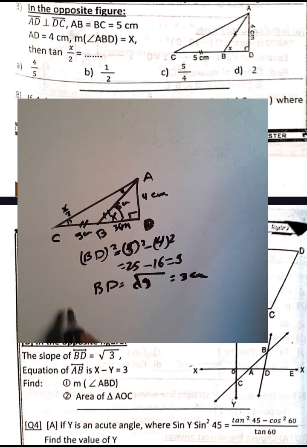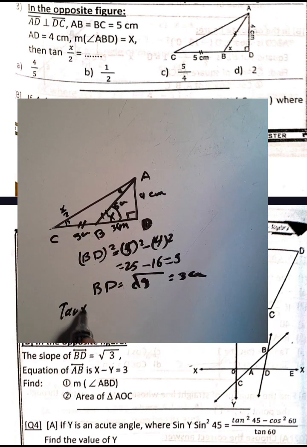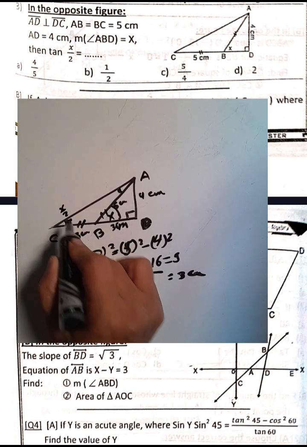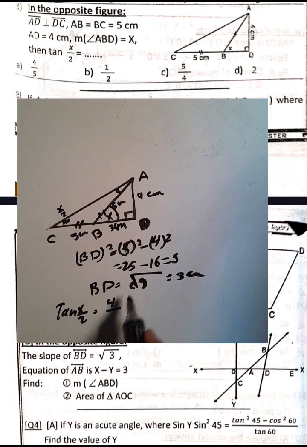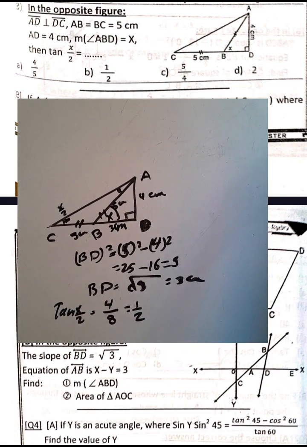Then you can find tan x over 2. This angle we call x over 2 from this triangle. Opposite over adjacent: 3 over the adjacent here, 3 plus 5, it will be 8. Wait, opposite is 4 over adjacent 8. The result will be 1 over 2.